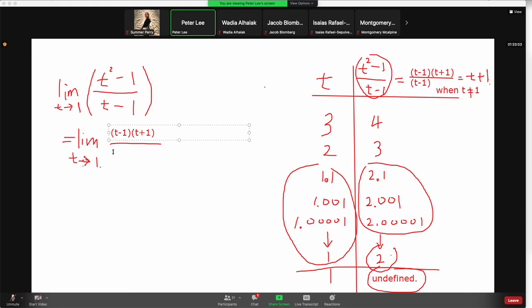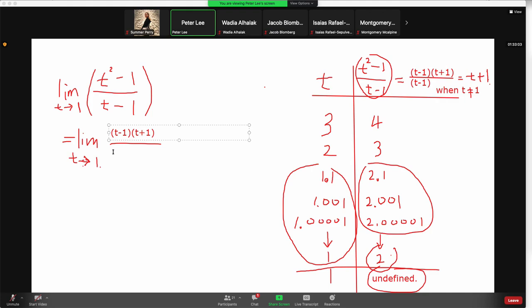As t is approaching 1, what is happening to t plus 1? T plus 1 is approaching 2. And this is the limit, but the language is we say equal to 2. The equal means it's targeting 2. It is getting closer to 2.